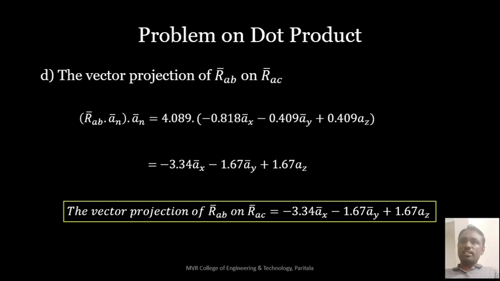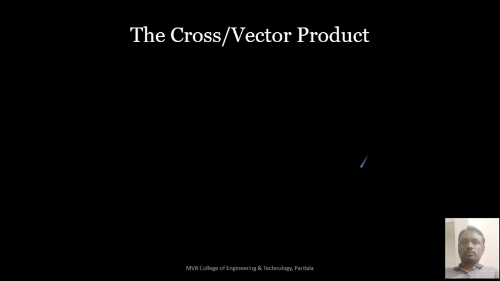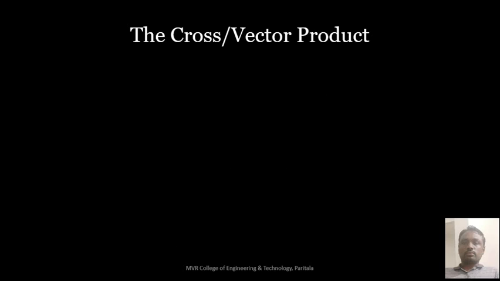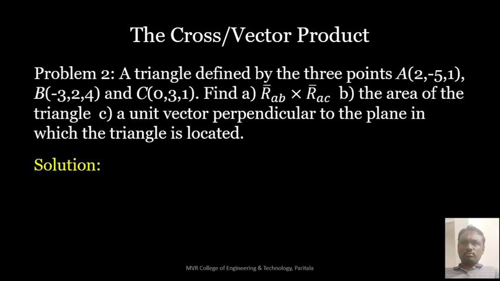Next, we need to discuss a problem that is available in cross product. This is the problem. You can see that it is a triangle defined by 3 points A, B, C. We need to identify RAB bar cross RAC bar, and similarly the area of the triangle and the unit vector perpendicular to the plane that contains the triangle.